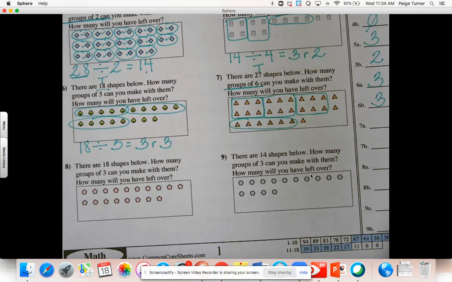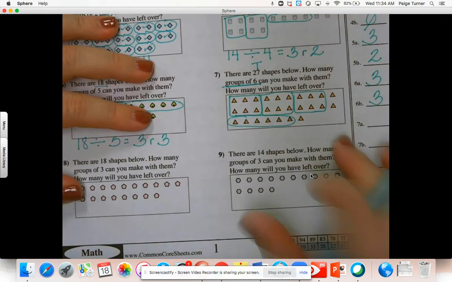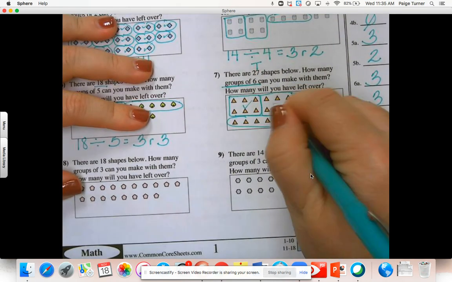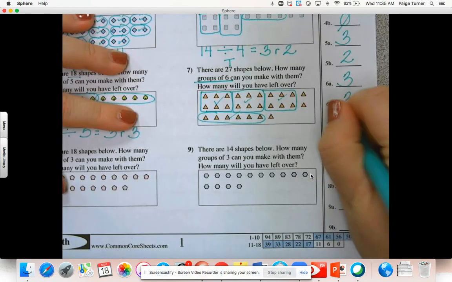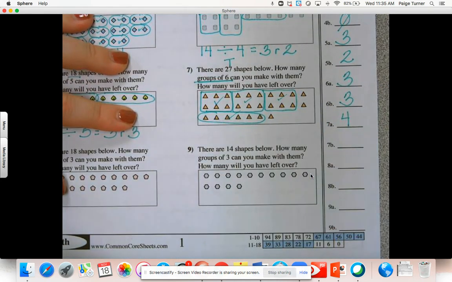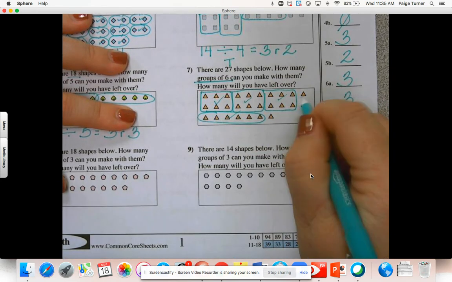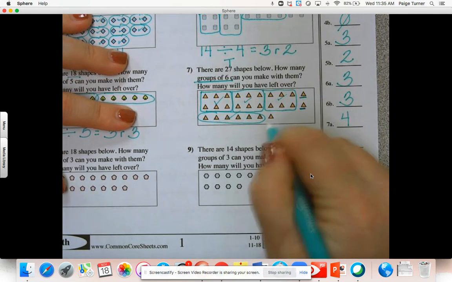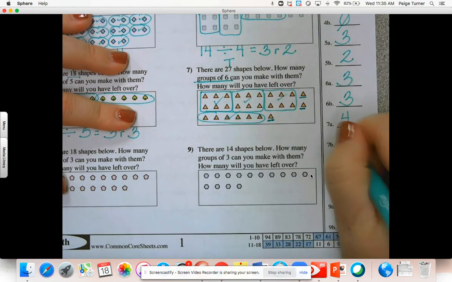All right, so for number 7 here, how many groups of 6 did we make? We made 1, 2, 3, 4. We made 4 groups of 6. So the answer to 7A is 4. And then how many shapes were left over? Here's 1, 2, 3. We have 3 shapes left over.